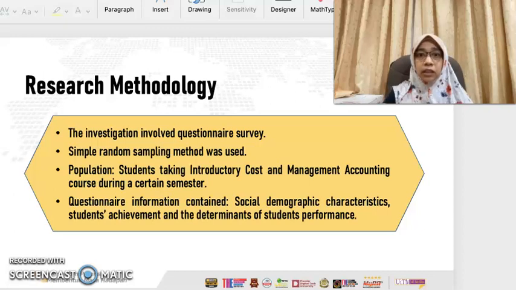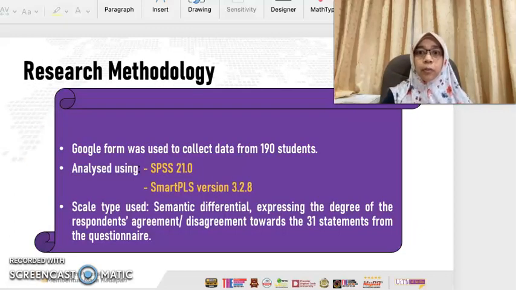The investigation involved a questionnaire survey. Simple random sampling was used. The population consisted of students taking the introductory management accounting course during a certain period. The questionnaire contained the socio-demographic characteristics, the students' achievement, and the determinants of the students' performance. Google Form was used to collect the data from 190 students, and they were analyzed using SPSS 21 and SmartPLS. The scale type used was the semantic differential, expressing the degree of the respondents' agreement or disagreement towards the altogether 31 statements in the questionnaire.